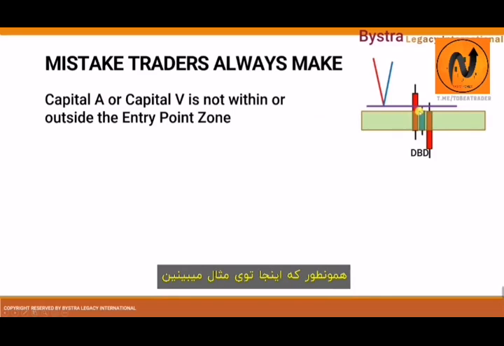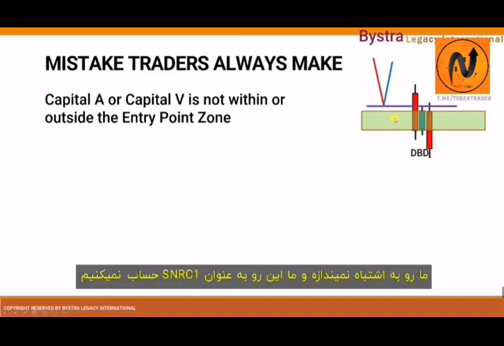So we mark our entry point. In this case, an example is the drop base drop. So the capital letter V, which is the support, is not inside this drop base drop. Therefore, the SOP is incomplete. So for this kind of thing, we do not take this trade, or we do not count this as an SNRC one.